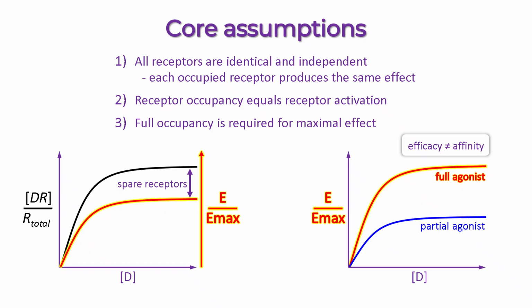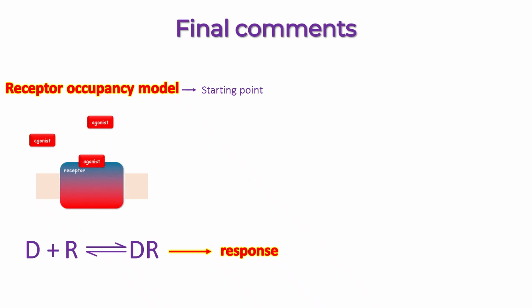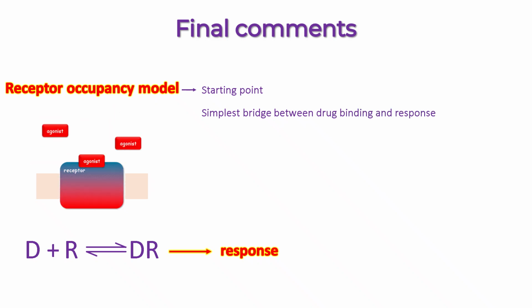Receptors can also desensitize, internalize, or signal through multiple pathways, breaking the simple link between binding and response. So the receptor occupancy model is not a complete description of drug action. It is a starting point. Its value lies in showing us the simplest possible bridge between molecular binding and effect, and in making clear exactly which assumptions must be relaxed to explain real pharmacology.